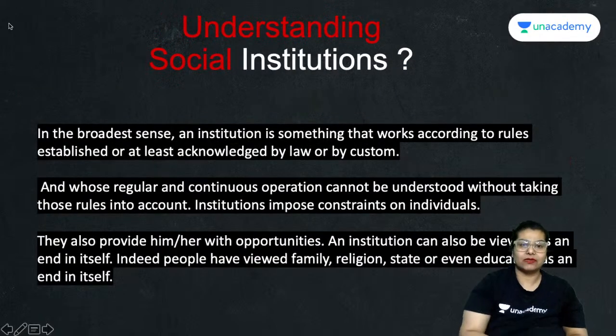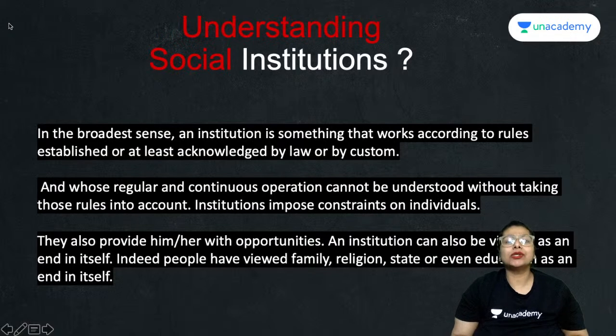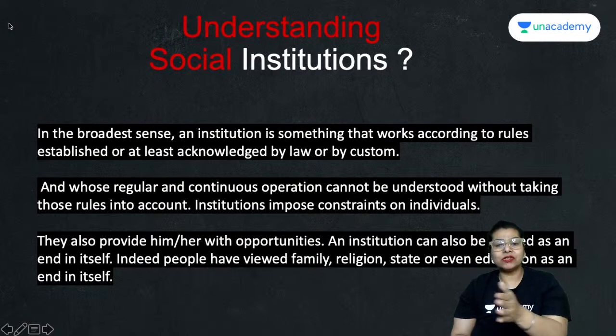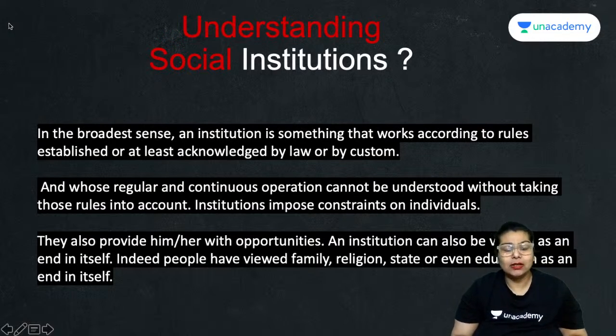And vice versa. So, in the broadest sense, an institution is something which works according to the rules which are established or at least acknowledged by the law or the custom, and whose regular and continuous operation cannot be understood without taking those rules into account. So if you do not follow the institution's rules, then you are basically a part and parcel which is being removed or excluded from the society. This happens. There are many things like religion, family. All these things can also be put an end to as an institution.